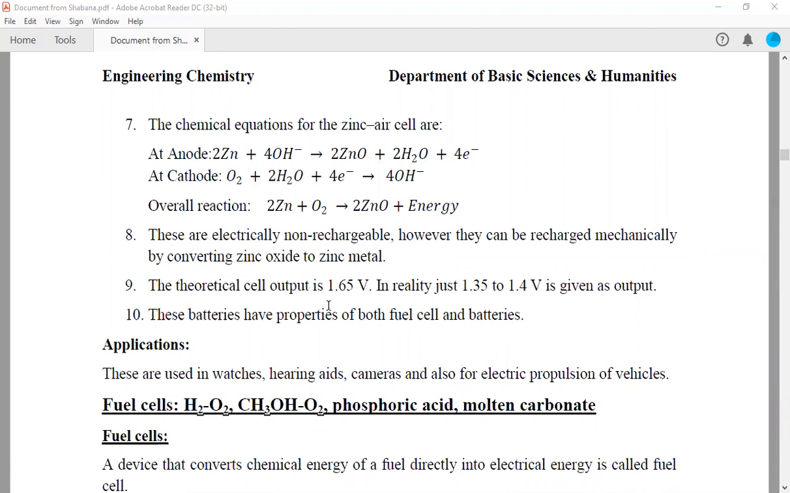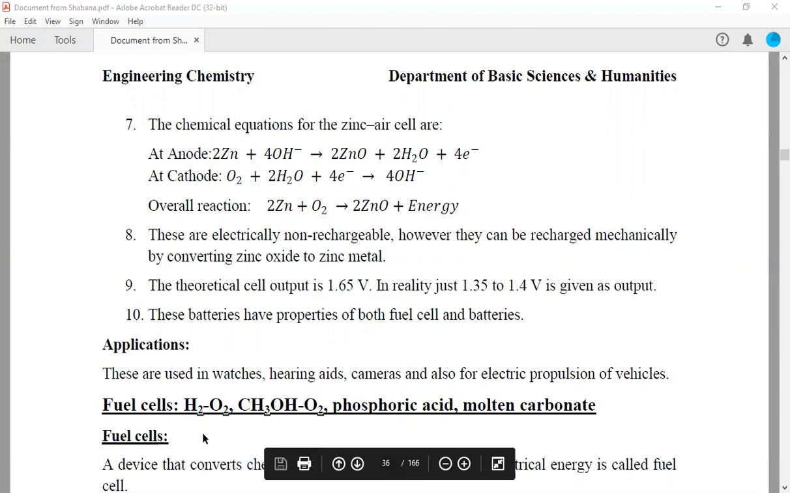And this zinc air battery has the properties of both the fuel cell and the battery cell. Fuel cell, I already told you in the beginning, the types of battery: there are three types, primary battery, secondary battery, and the fuel cell. So far I discussed only the primary cell and secondary cell. In the next lecture, I'll discuss the fuel cell. What is a fuel cell? How many types of fuel cells are there?